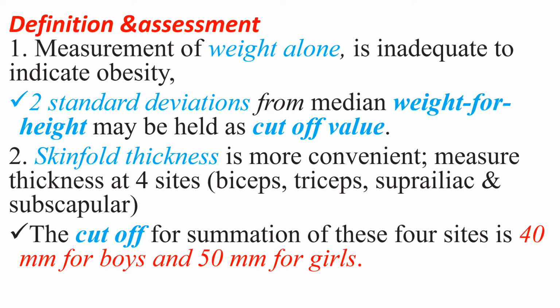Measure thickness at 4 sites: biceps, triceps, suprailiac, and subscapular. So there are 4 sites to measure skin fold thickness: biceps muscle, triceps muscle, suprailiac crest, and subscapular skin. The cutoff for the summation of these 4 sites is 40 millimeters for boys and 50 millimeters for girls, because fat under the skin is more abundant among girls.